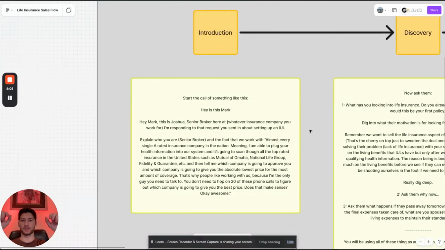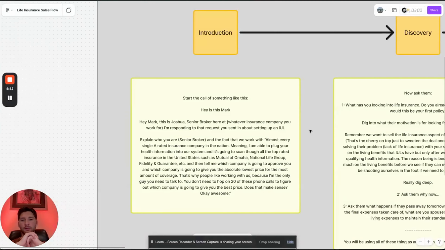So once you get the introduction first part over, you want to explain who you are, right? So a senior broker, supervisor, whatever, and the fact that we work with almost every single A-rated insurance company in the nation, meaning I'm able to plug in your health information into our system, and it's going to scan through all of the top-rated insurance companies in the United States, such as Mutual of Omaha, National Life Group, Fidelity and Guarantee, etc. And then it's going to tell me which company is going to approve you and which company is going to give you the absolute lowest price for the most amount of coverage. Right? That's why people like working with us, because I'm the only guy you need to talk to.